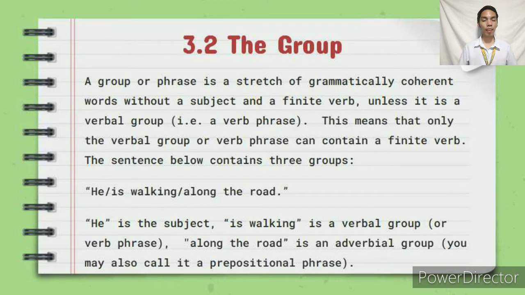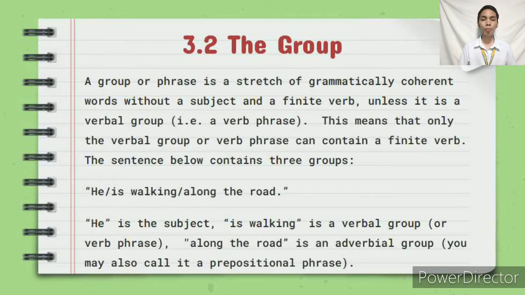Next, we have the group, the group or the phrase. A group or phrase is a stretch of grammatically coherent words without a subject and a finite verb, unless it is a verbal group, that is, verb phrase. This means that only the verbal group or verb phrase can contain a finite verb. The sentence below contains three groups.